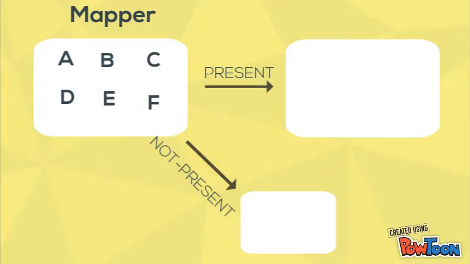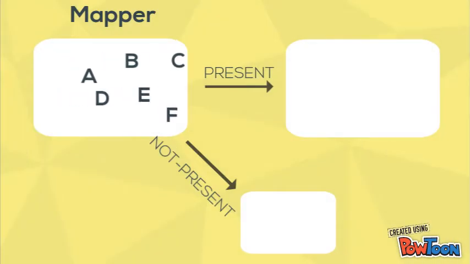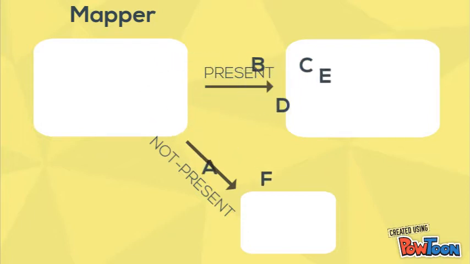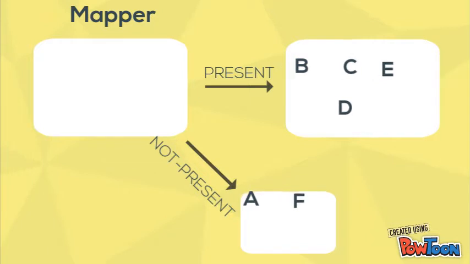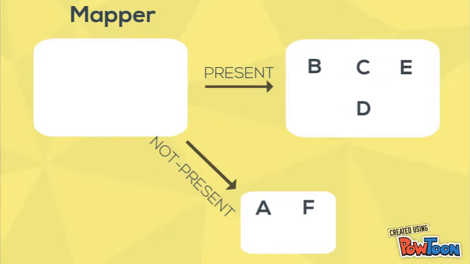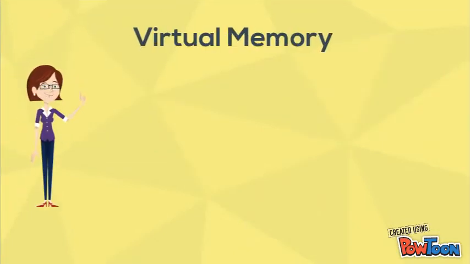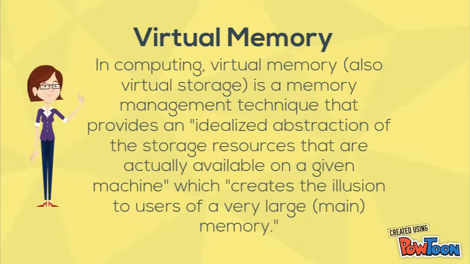To make things clearer, I want you to observe this graph. The letter represents the process that's ready to be executed. The job of the mapper is to map them to the virtual memory or the RAM, depending on if it's present or not. If the process is not present, it will go then to the virtual memory. The virtual memory is a memory management technique that provides an idealized abstraction of the storage resources that are actually available on a given machine, which creates the illusion to users of a very large main memory.